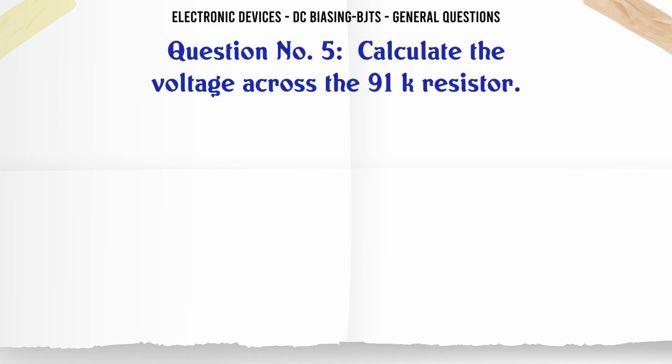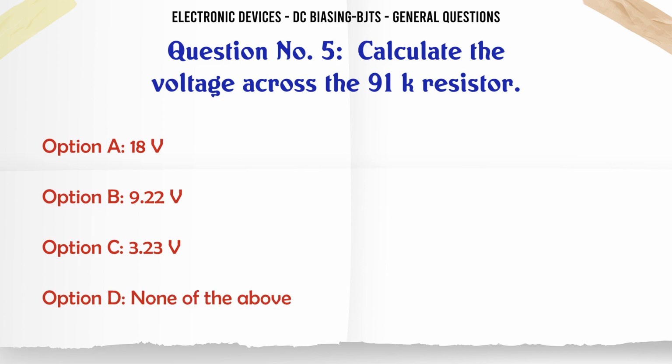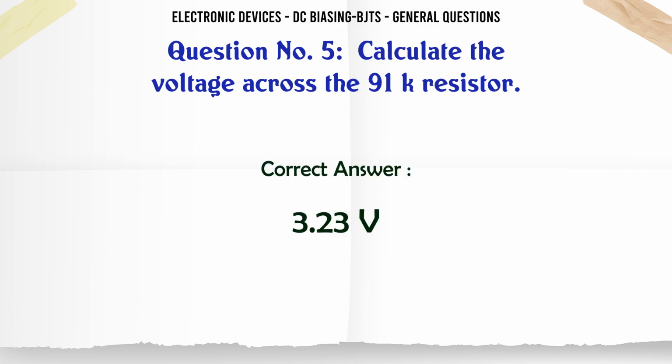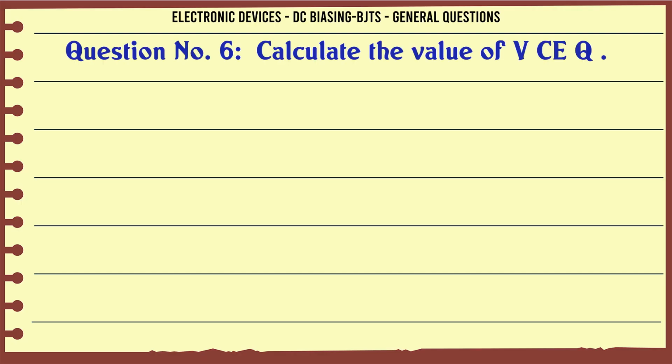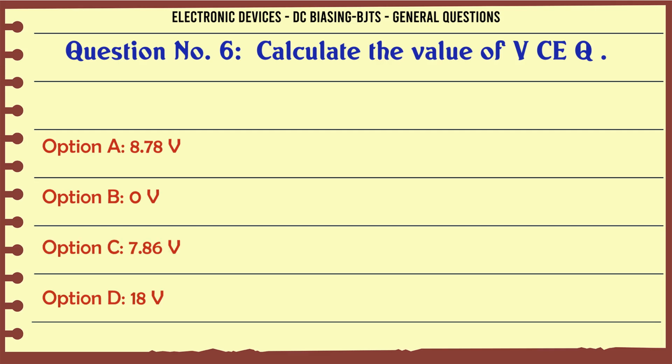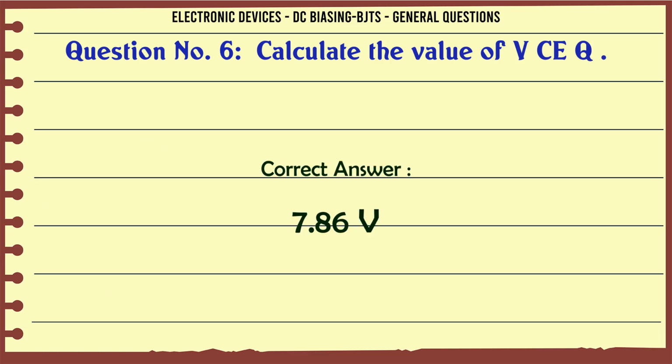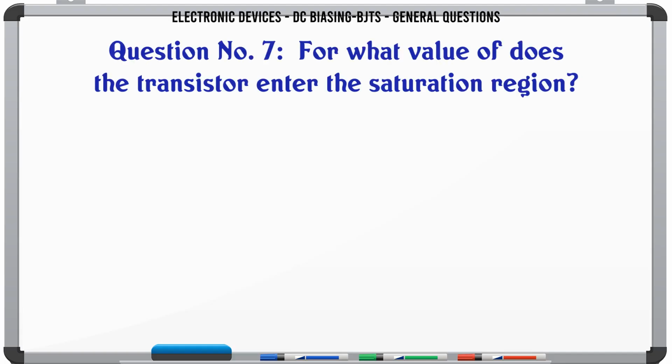Calculate the voltage across the 91K resistor. A 18V, B 9.22V, C 3.23V, D none of the above. The correct answer is 3.23V. Calculate the value of VCEQ. A 8.78V, B 0V, C 7.86V, D 18V. The correct answer is 7.86V.